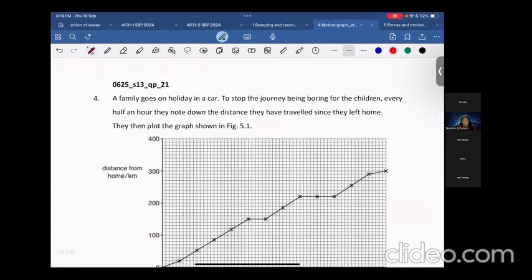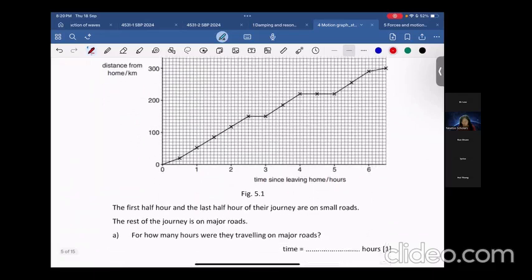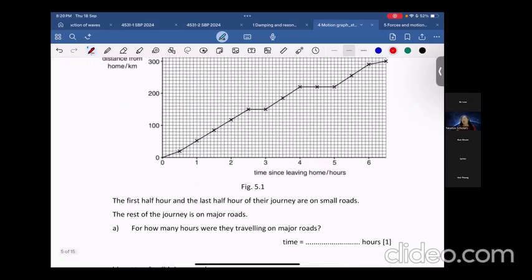A family goes on holiday in a car. To stop the journey being boring for the children, every half an hour they note down the distance they have traveled since they left home. Then they plot the graph. So this is the graph. Every half hour, they record it down and plot the graph.